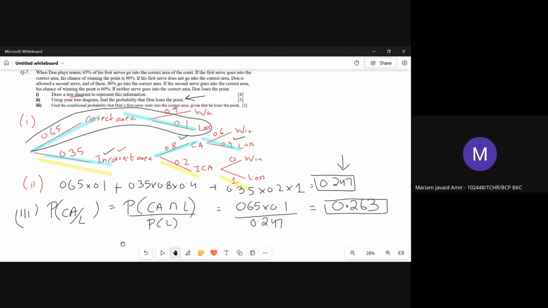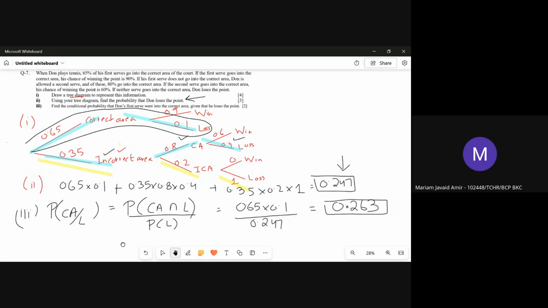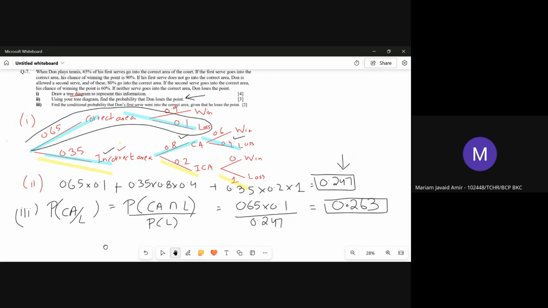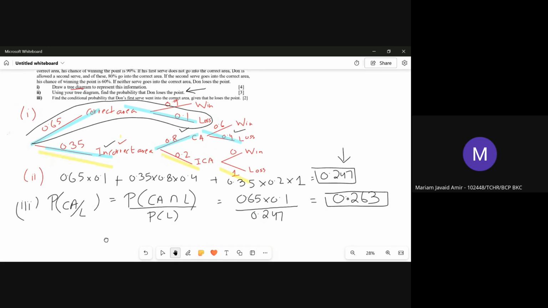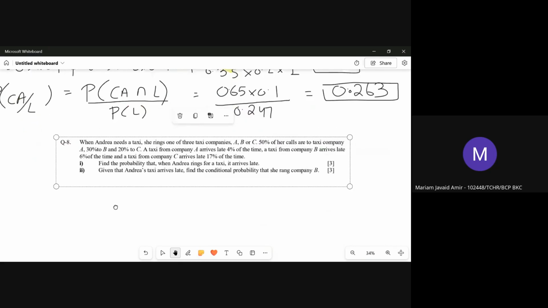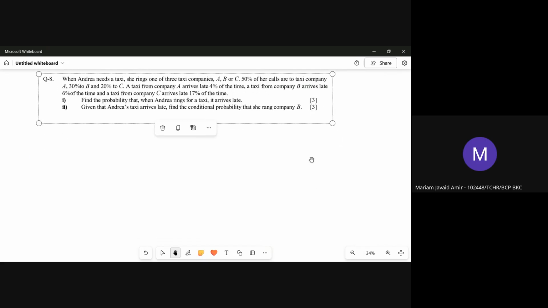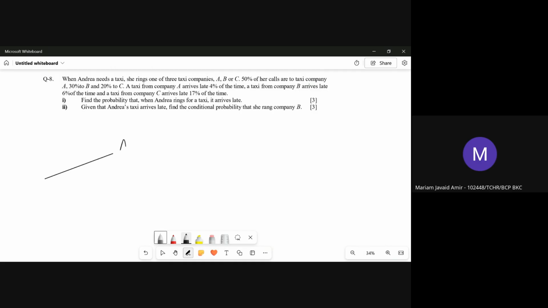Okay. Next is question 8. Okay. 8 is when Andrea needs a taxi, she rings one of the three taxi companies A, B, or C. Okay, I'm going to start making a tree diagram A or B or C. 50% of her calls are to taxi company A, so 0.5 is the probability. 30% to B, so we write 0.3 here, and 20% to C, 0.2.